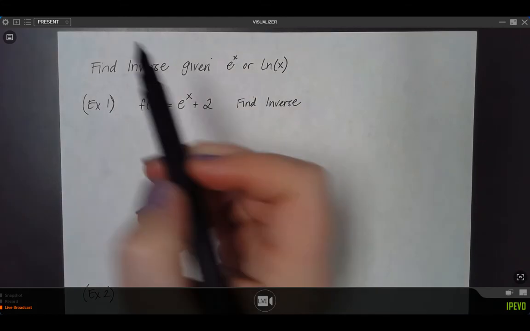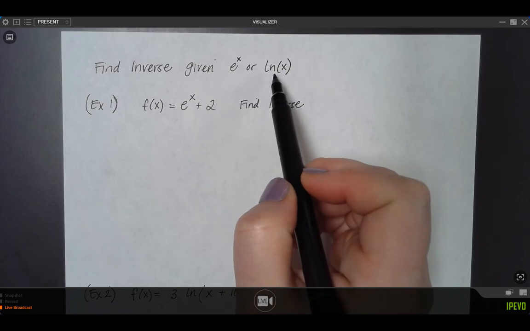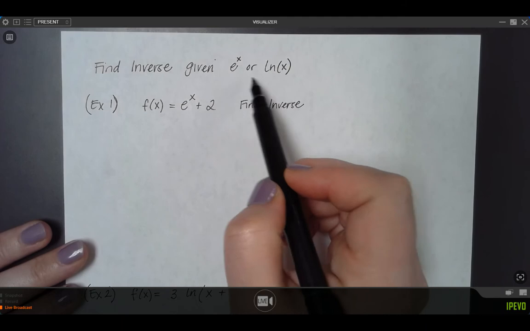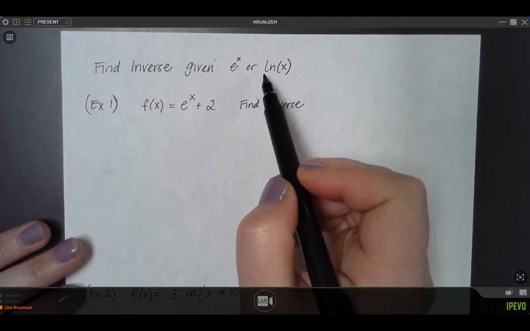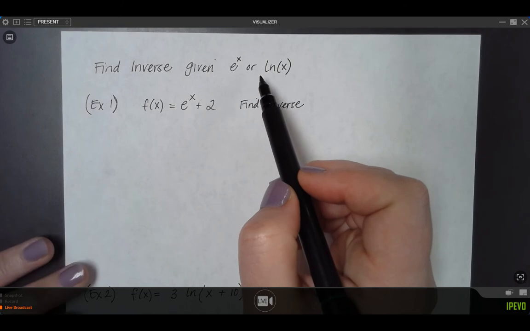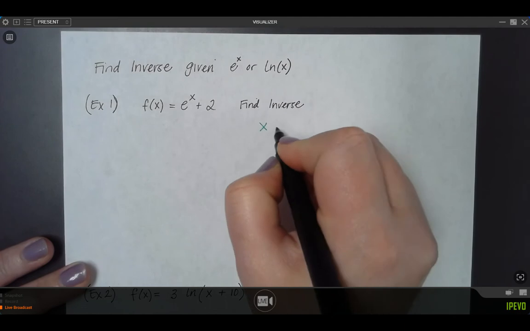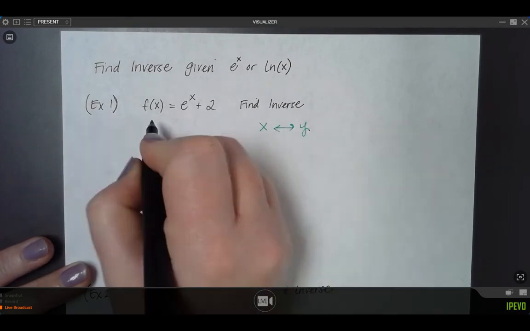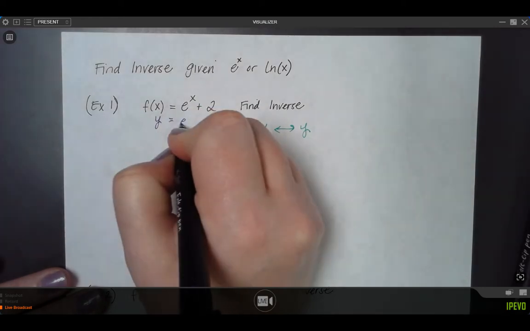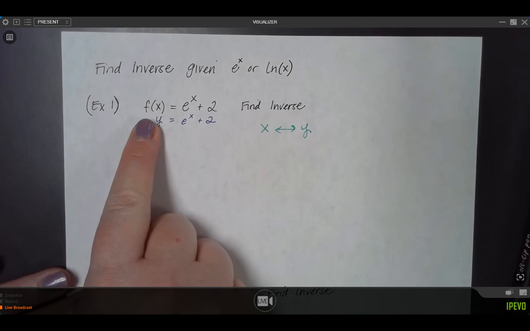So in this video, we're going to find the inverse when we are given the number e or a natural log. And just a reminder that e and natural log are inverses of each other, just like addition and subtraction or multiplication and division. So here, the first thing I'm going to do is switch x and y. So first, I'm just going to note that this is y equals e to the x plus 2, which is the same thing as the function of x.